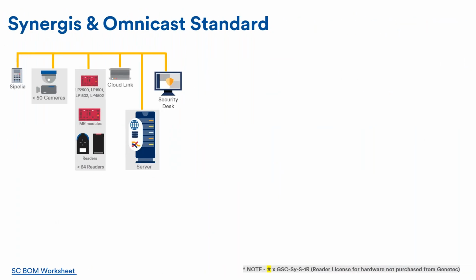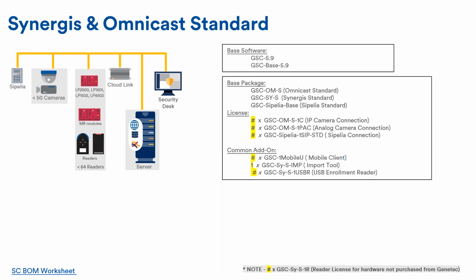Now, moving on from that, let's say, for example, we were building our own solution. So we have our Sipelia, we have less than 50 cameras, we have access control, and we also want to have a server to go with it. So we would obviously need to first of all quote our base software, which will be the Genetec Security Center base version 5.9. Now you would also notice over here that we have our base package.